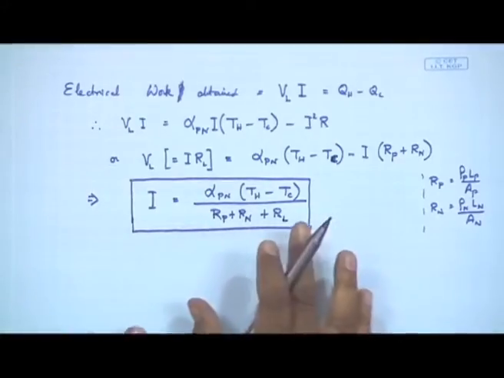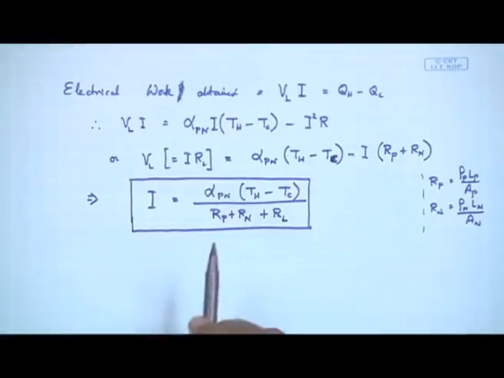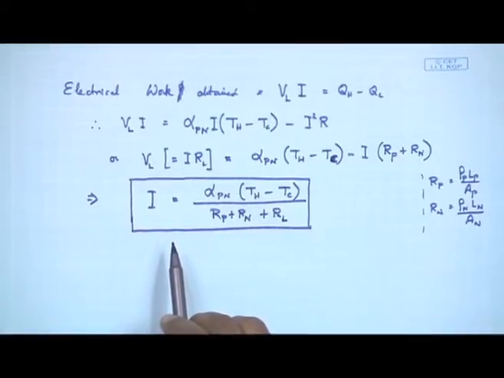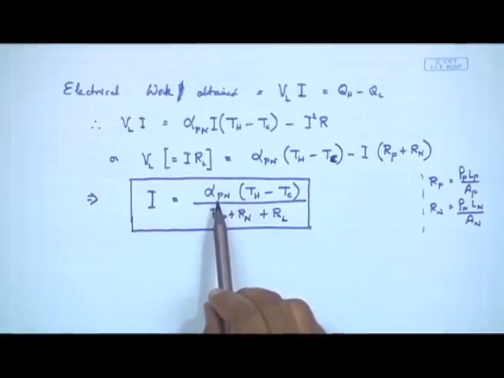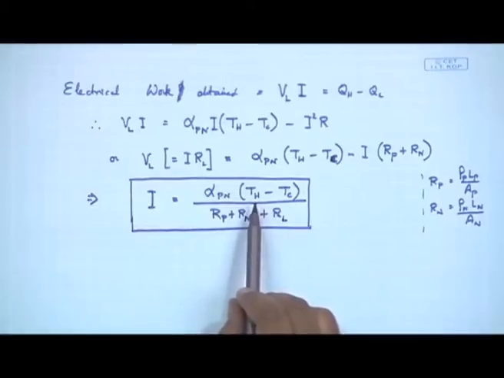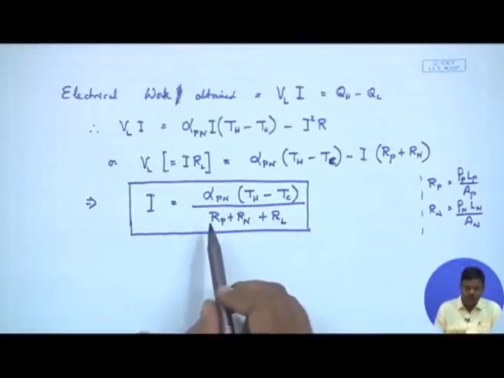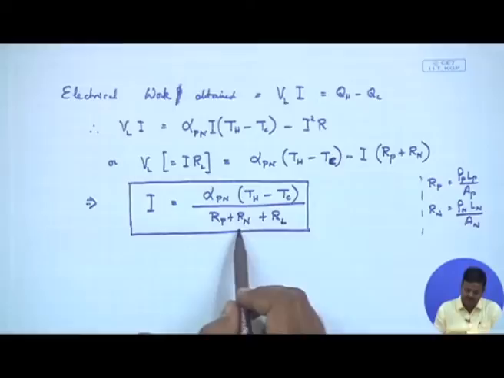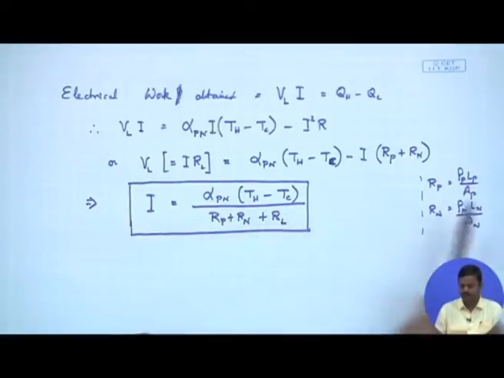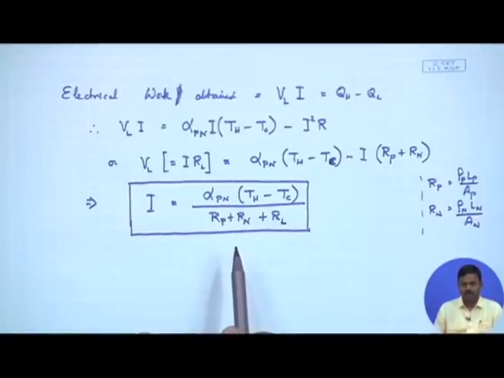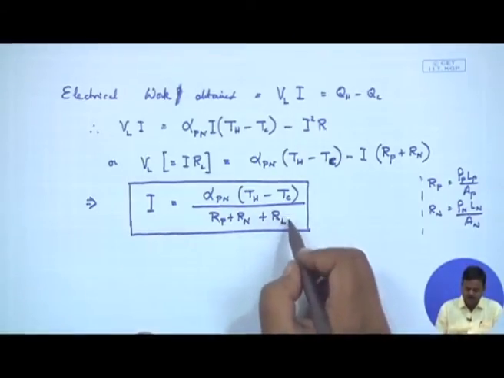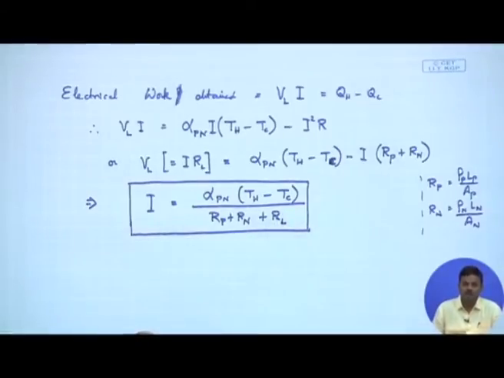This is an expression that nicely captures all the independent variables on which the current flow will depend. It will depend on the material properties, because the Seebeck coefficient alpha Pn is a material property. It will depend on the temperature difference. So, the higher the temperature difference, the higher is the current that we are going to get. It is also going to depend on the dimensions as well as the electrical resistances of the P and N materials. The material part comes from resistivity, the geometric part comes from the length and cross sectional area. And finally, last but not the least, it is also going to depend on the external load that I am putting in.